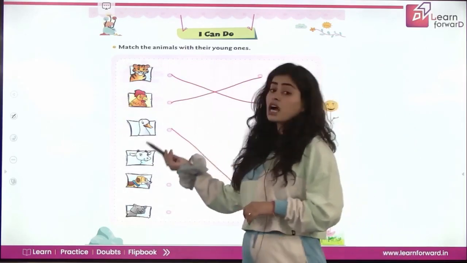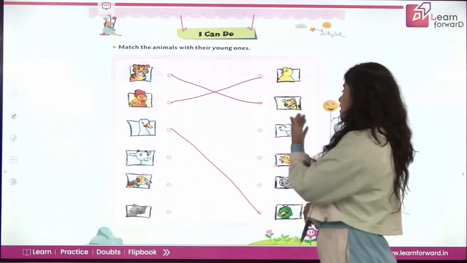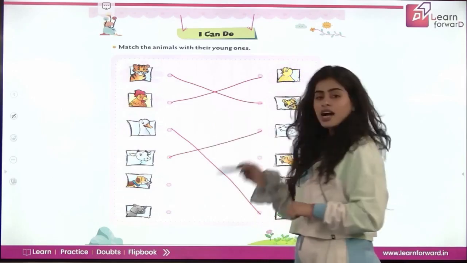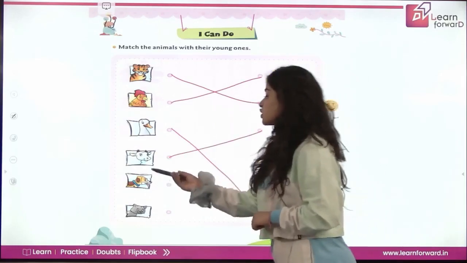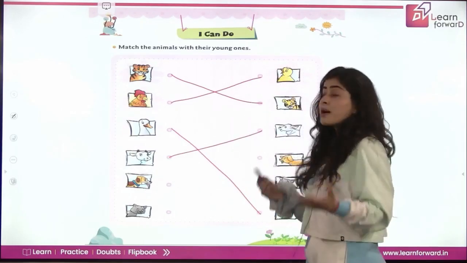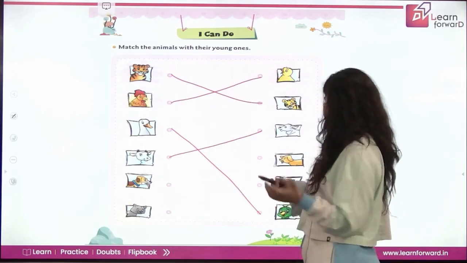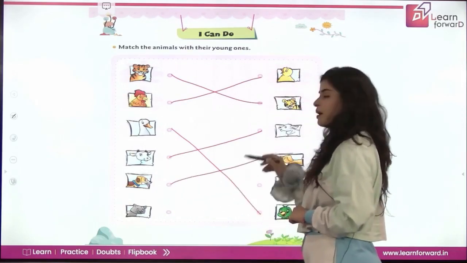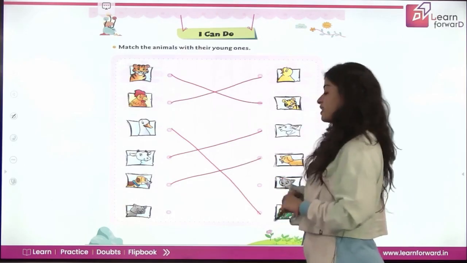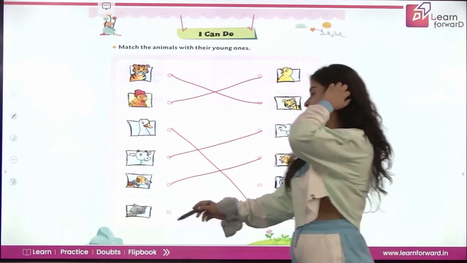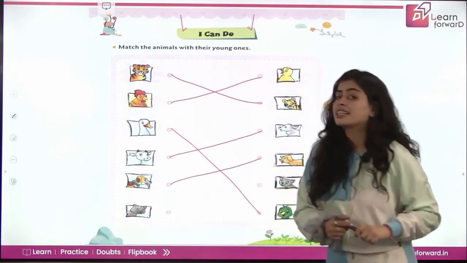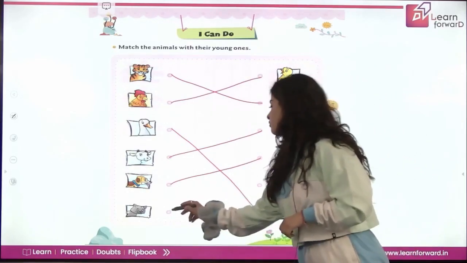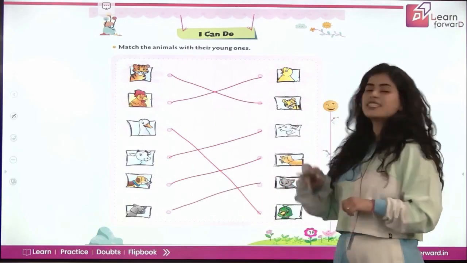Next is cow. Cows have calves. We will match it with the calf. Next is dog. Dogs have puppies. Puppies is this one. This is the puppy. We will match it with the puppy like this. And the last one is cat. Cats have kittens. Kitten is this one. We will match it with the kitten like this.